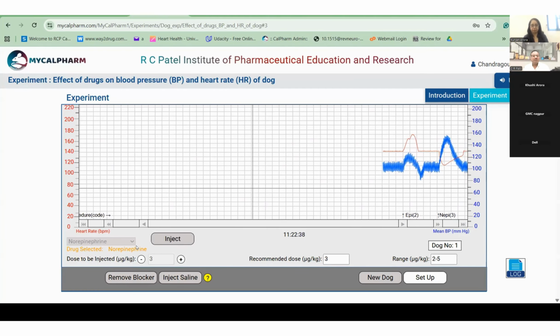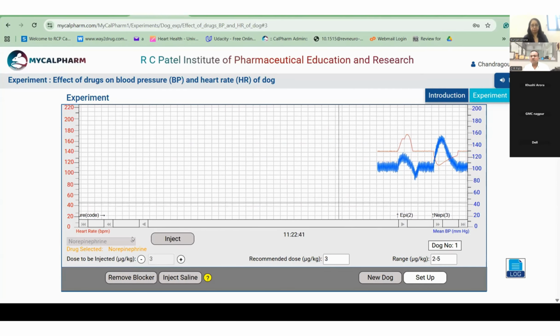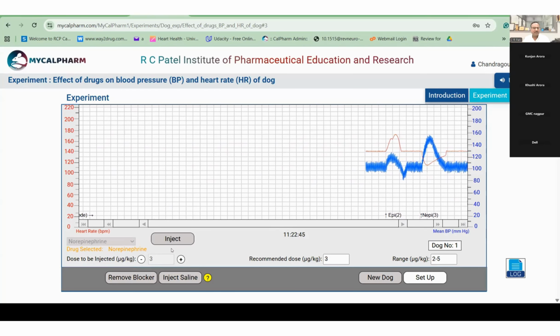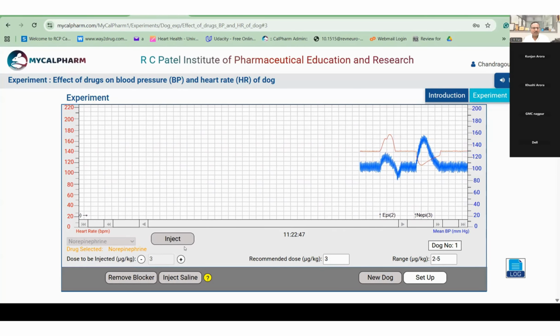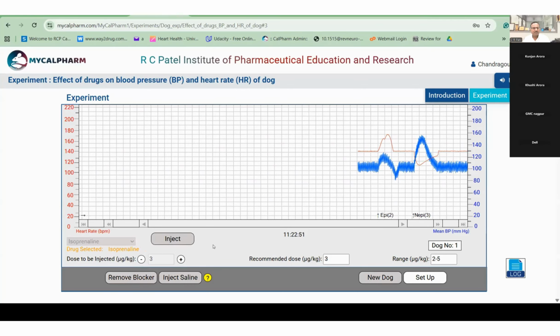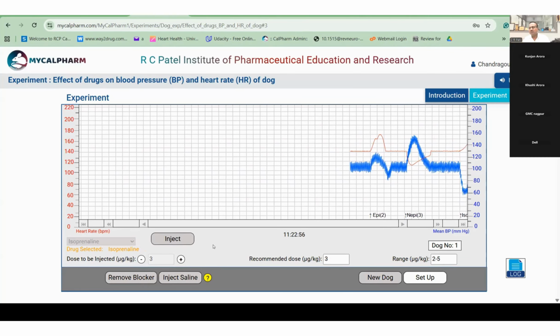Adrenaline is also a sympathomimetic drug. Noradrenaline is also a sympathomimetic drug. And then we will be trying one more sympathomimetic, that is isoprenaline. When we inject isoprenaline, the kind of effect that we get is a fall in blood pressure.